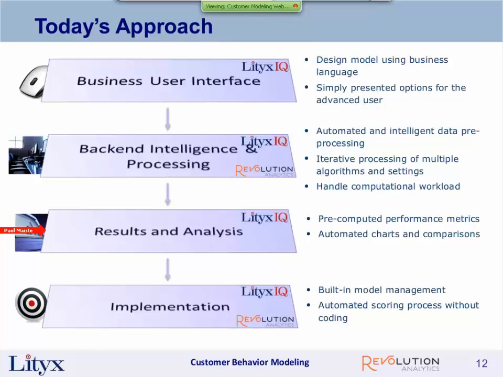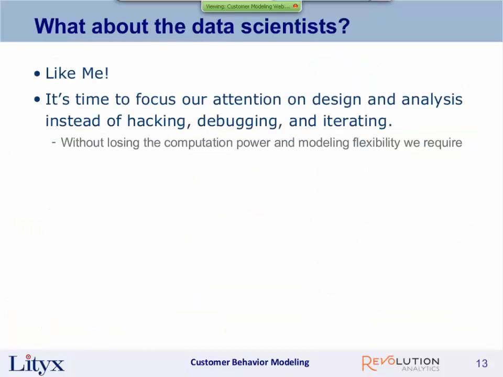On the results side of things, from my point of view, there doesn't need to be any reason to code up performance metrics and write the code behind lift charts. Let's just pre-compute all the relevant ones and make them easily available for comparison to either a data scientist or a business user. And then when we're ready to implement, in other words, from a modeler's perspective, score the model, let's keep it easy, consistent, and without adding another layer of coding on top. So that's really the overview of the approach we're going to take.